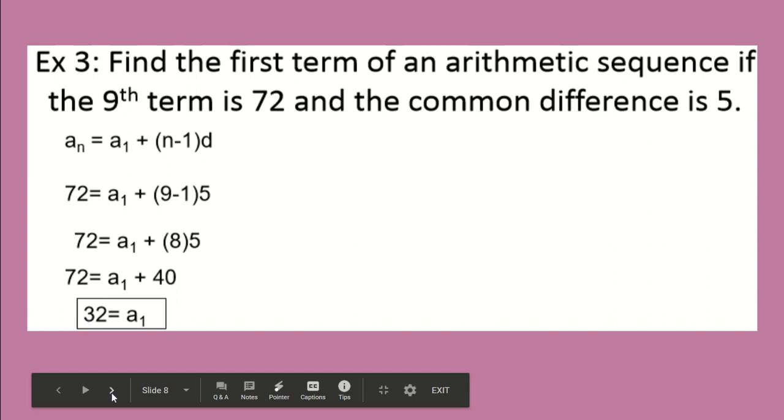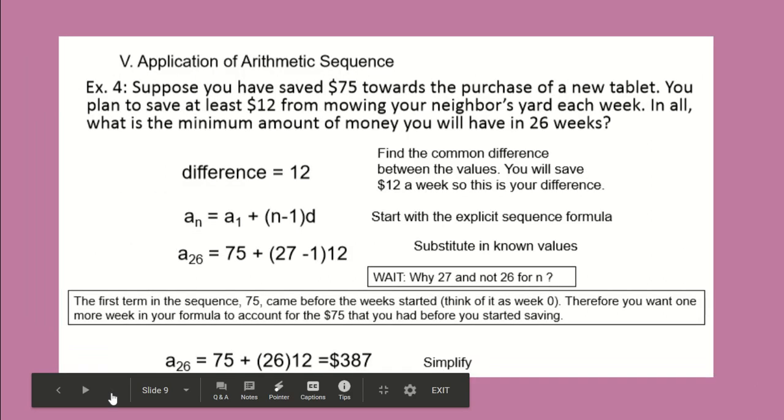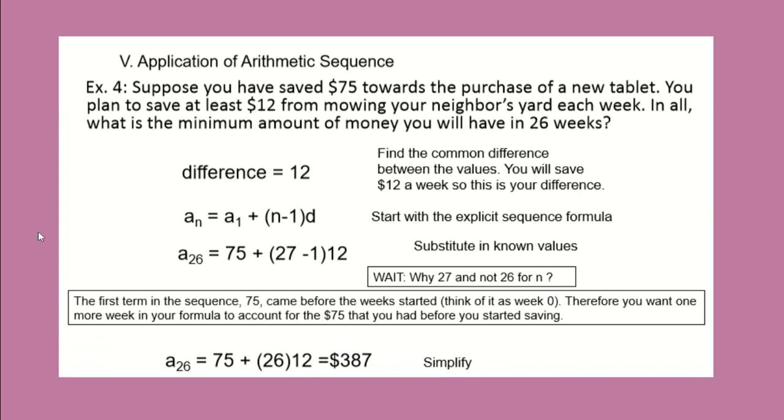All right, here is an application problem, so a word problem. Suppose you have started saving. You've saved $75 towards the purchase of a new tablet. You plan to save at least $12 for mowing your neighbor's lawn each week. In all, what is the minimum amount of money you will have in 26 weeks?